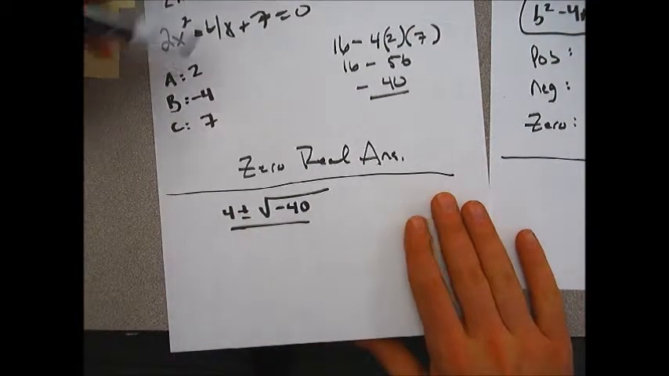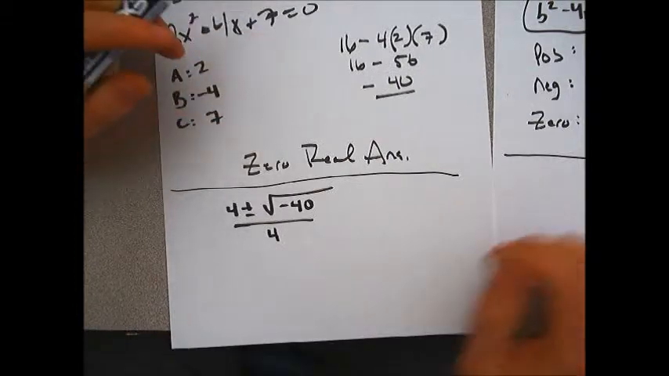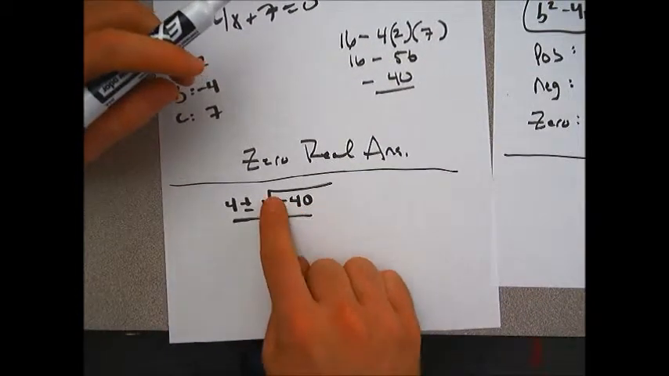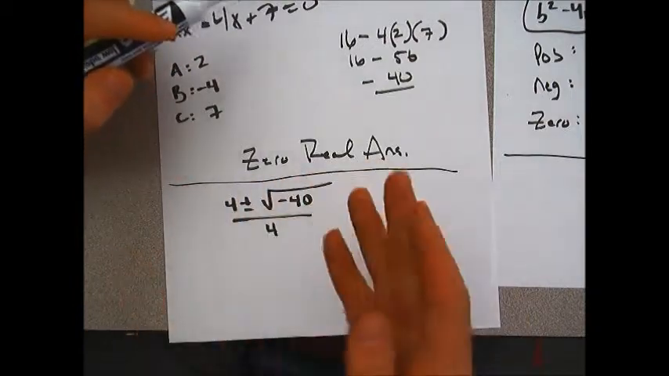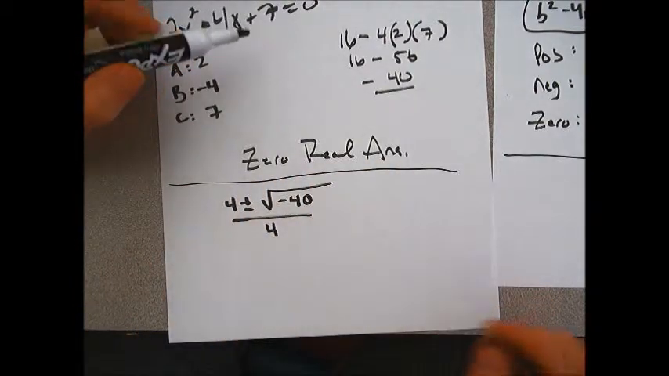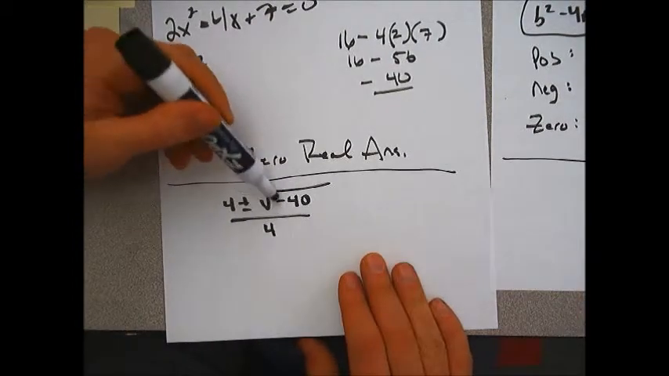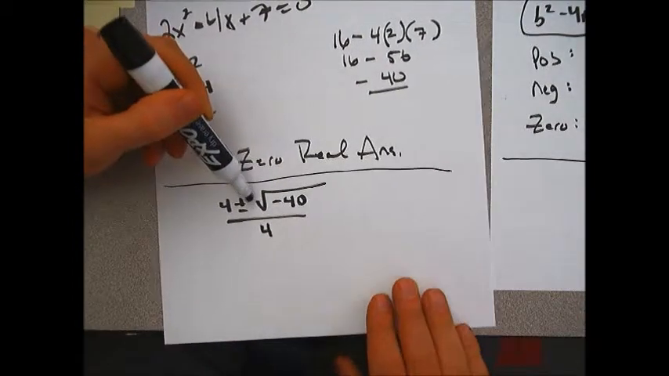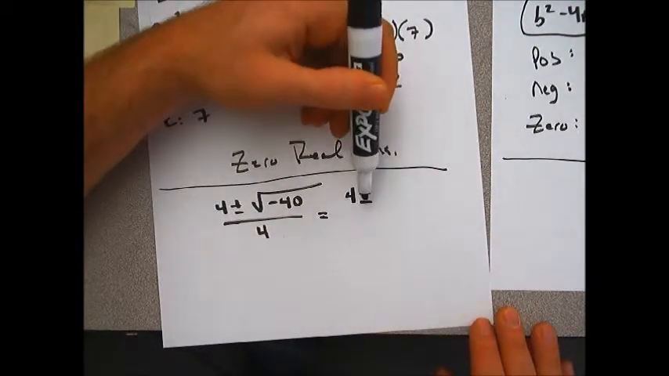Well, a is 2, so 2a is 4. Okay, so if we keep going here, what can I do with this square root? Pretend it was 40. Is there a perfect square that comes out of there? We could say 4 times 10, and the square root of 4 is 2. And when I have this negative symbol, to get rid of this negative, I pull it out and make it an i. So this is really 4 plus or minus.